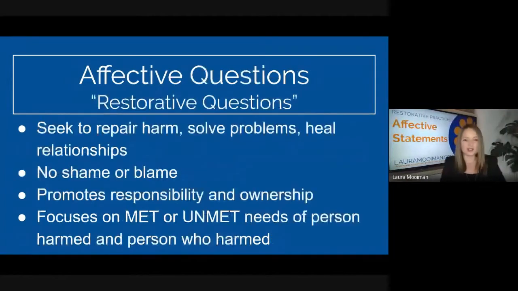So the questions are things I think many people are familiar with. The restorative questions, they're also called affective questions, but they seek to repair harm. They're the problem-solving questions that maybe you've seen, that by asking them and walking that process, you can heal relationships. And again, they don't blame or shame people, but they promote responsibility and ownership for looking at how did I impact other people in the thing that I did. Again, met or unmet needs.